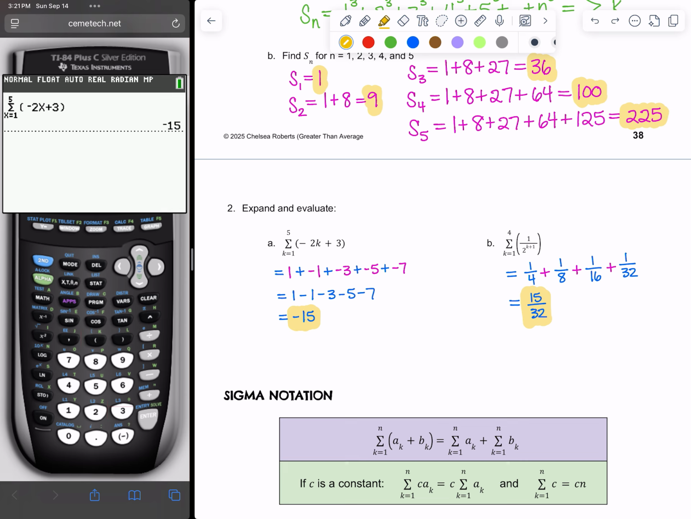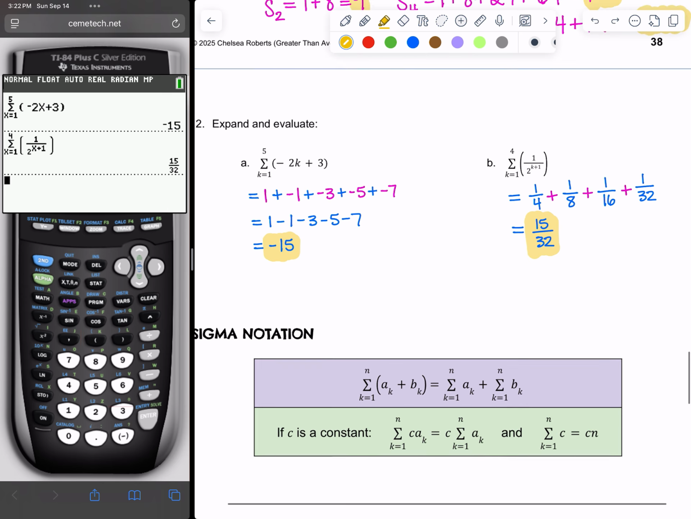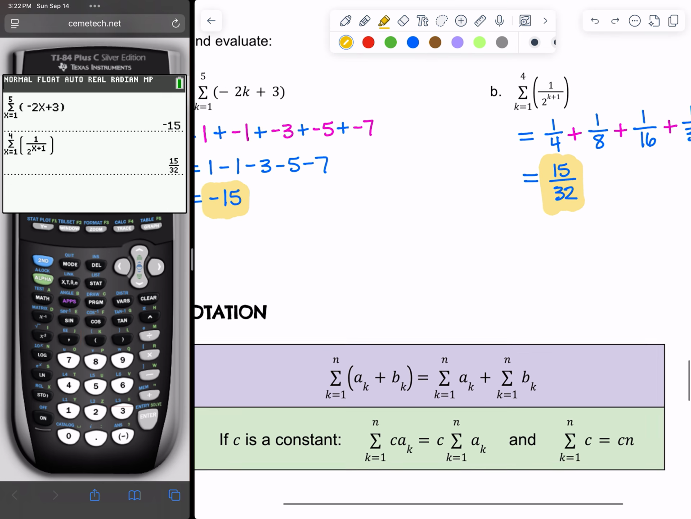All right. If I do the same thing, go to math and then my summation. If I do x equals 1 all the way up until 4 for B. And then I type in alpha y equals 1 over 2 to the power of x plus 1. I get 15 over 32. So I can use the calculator or I can do it by hand.